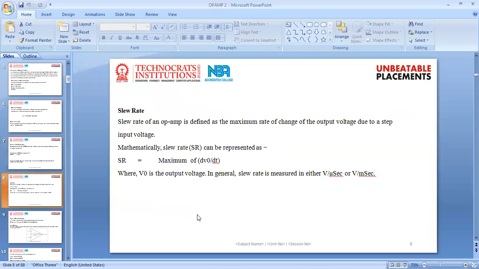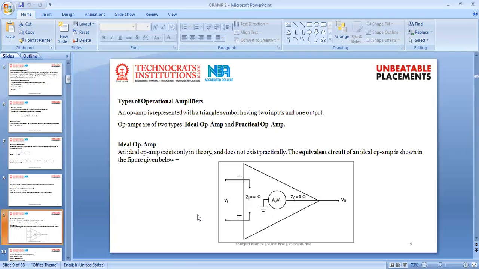Slew rate. The slew rate of an op-amp is defined as the maximum rate of change of output voltage due to a step input voltage. Mathematically, slew rate can be represented as SR is equal to the maximum of dV0 upon dt, where V0 is the output voltage in general. Slew rate is measured in either volt per microsecond or volt per millisecond.